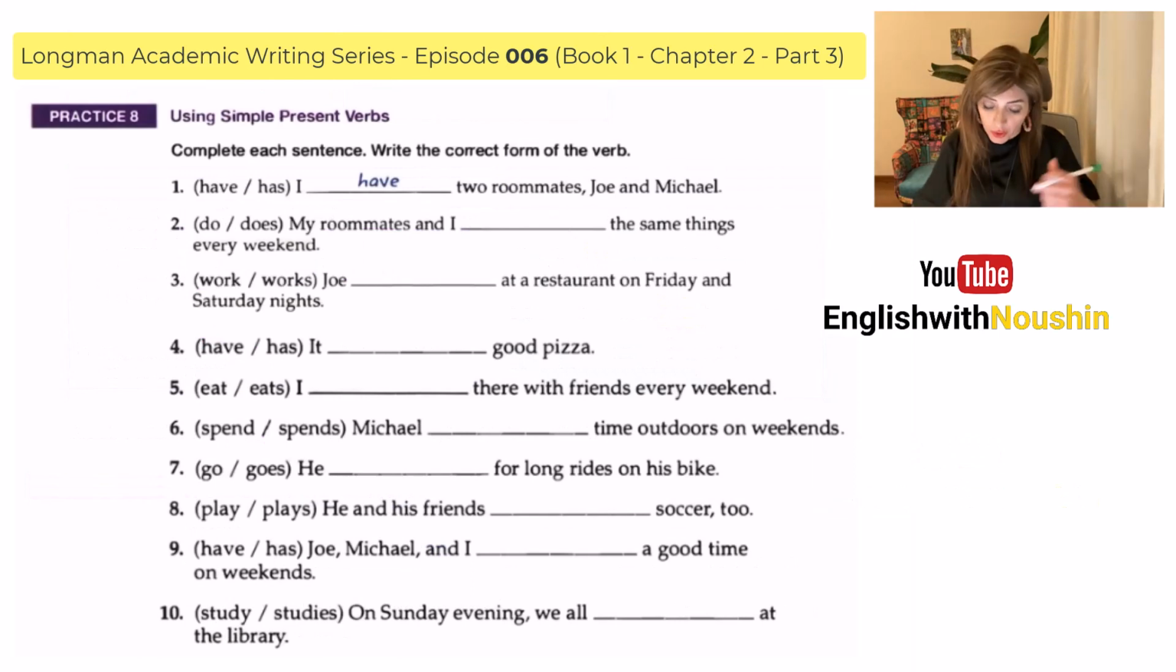You know what you need to do. Practice 8. It says complete each sentence. Write the correct form of the verb. So have or has. I have two roommates, Joe and Michael. Fill the gaps. I think 2 minutes is enough.